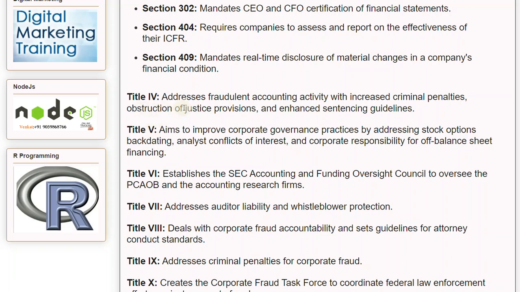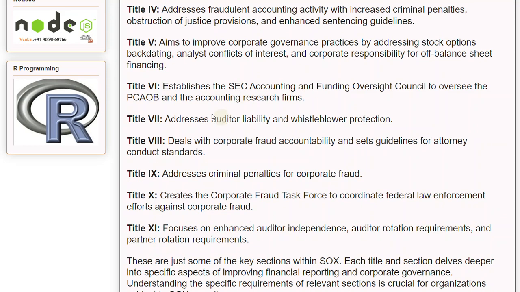Title IV addresses fraudulent accounting activity with increased criminal penalties, obstruction of justice provisions, and enhanced sentencing guidelines. Title IV aims to improve corporate governance practices by addressing stock options backdating, analyst conflicts of interest, and corporate responsibility for off-balance sheet financing. Title IV establishes the SEC Accounting and Funding Oversight Council to oversee the PCAOB and the accounting research firms.